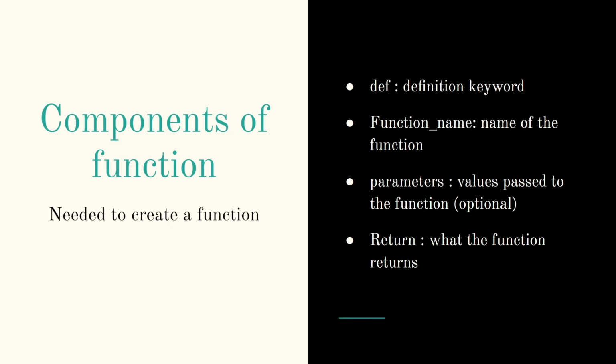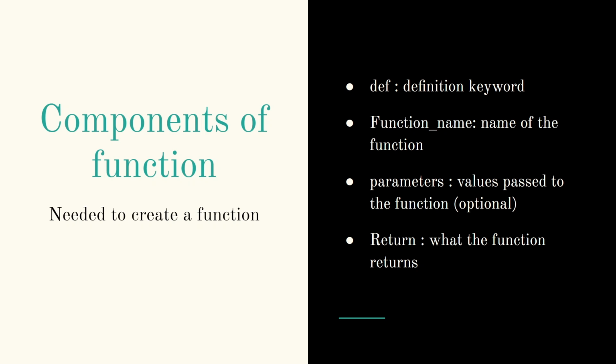Components of a function needed to create a function. Now, for you to create a function in Python, there are components that are needed. The first component is the def keyword, which is the definition keyword. So you have to define your function. All you need to do is write def, followed by your function name. Let's say your function is message, you can just write def message, followed by parentheses.